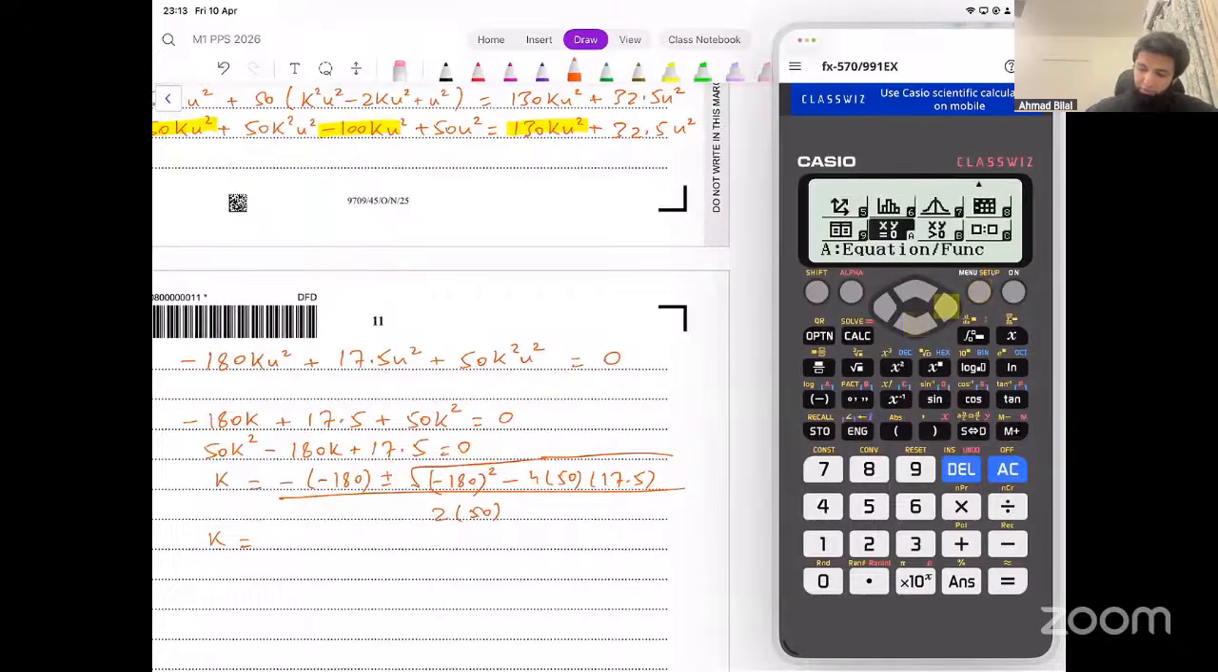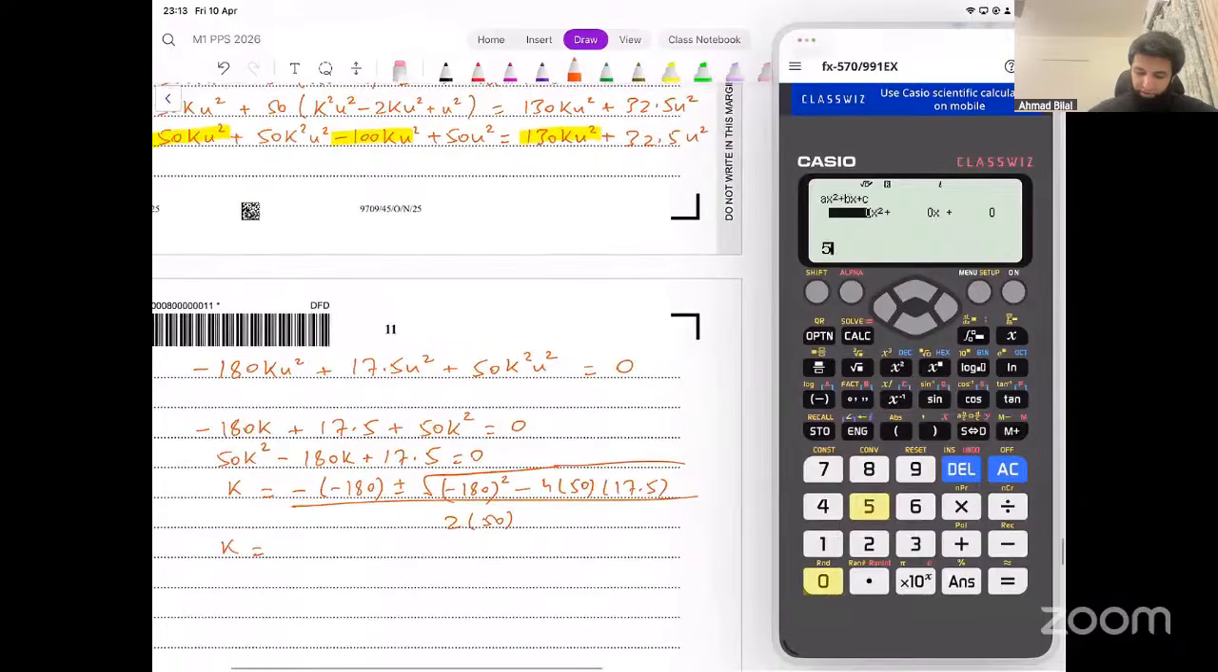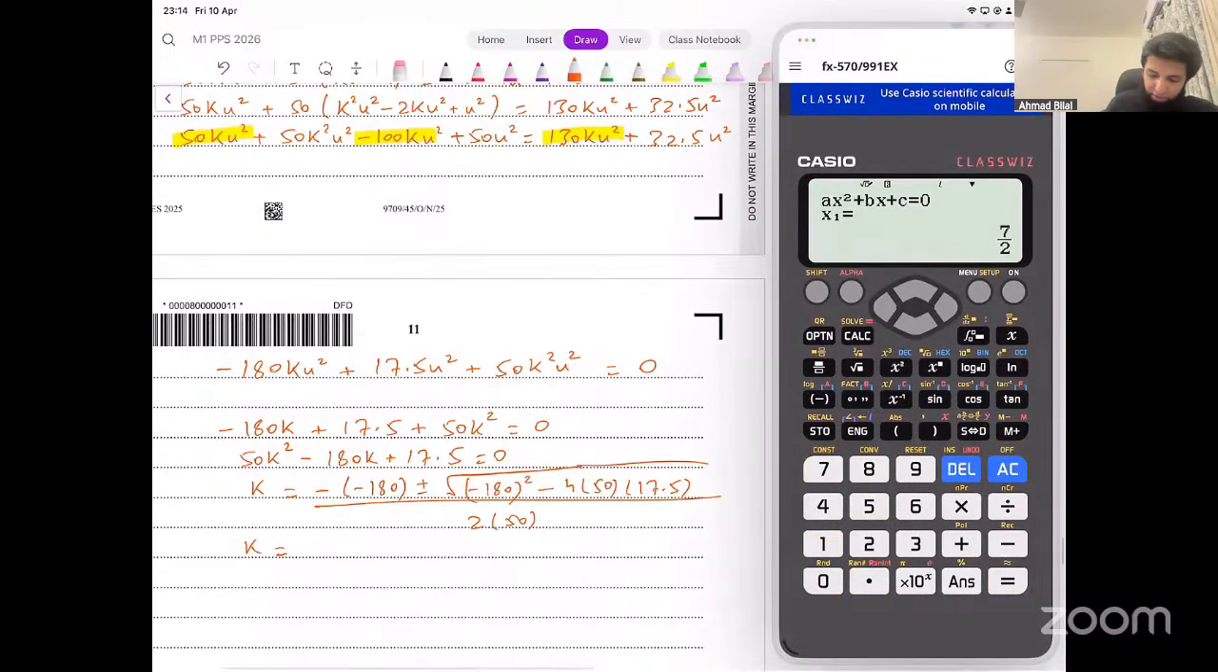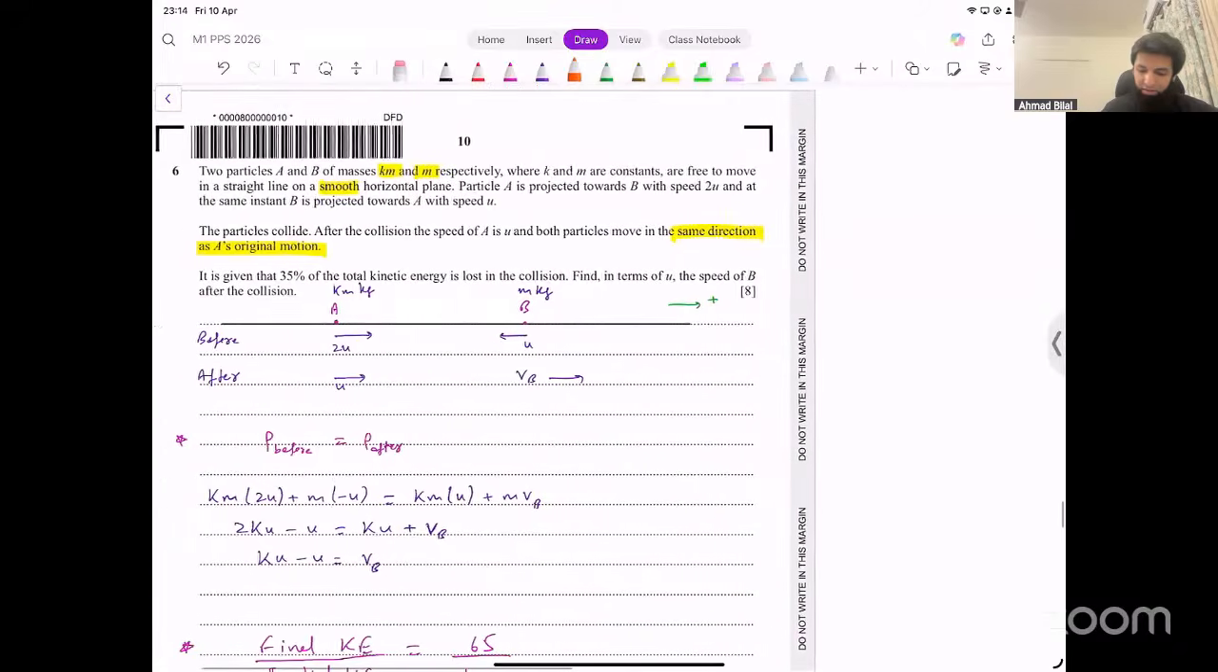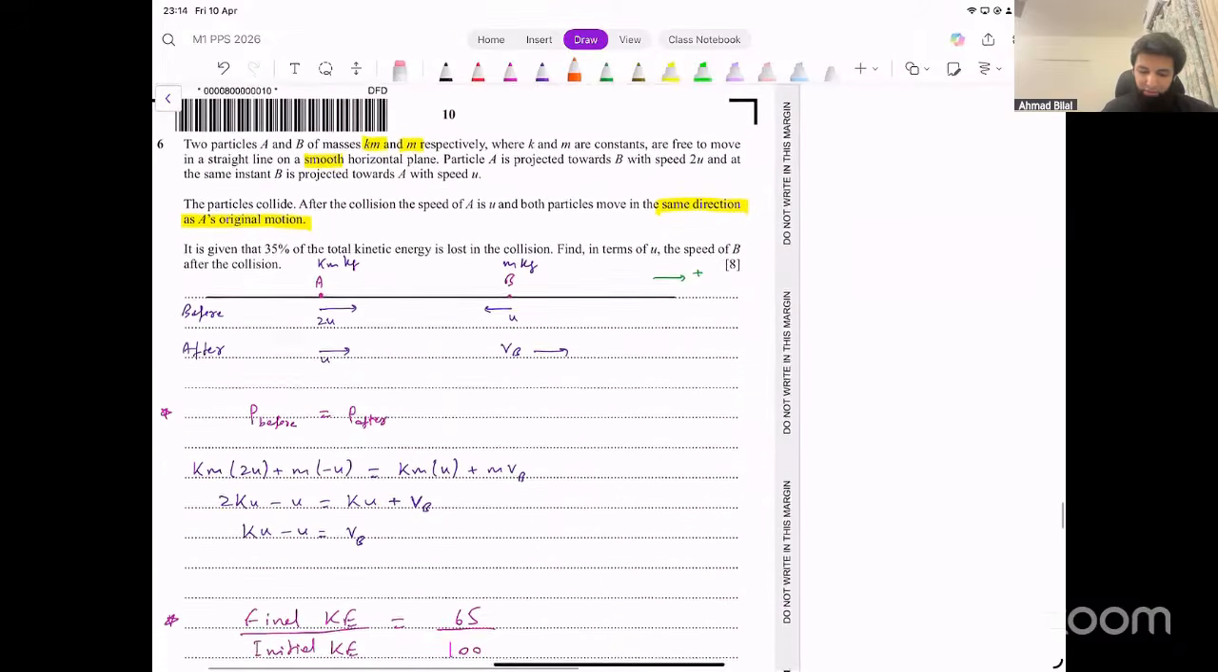Using the equation solver, polynomial of degree 2, with coefficients 50, minus 180, 17.5. One value of K that we're getting is 7 over 2 or 3.5, and another value of K that we're getting is 1 over 10, which is 0.1. Okay, now these are the two values of K that we're getting. Now what did they say about K? Do we have any information about K?